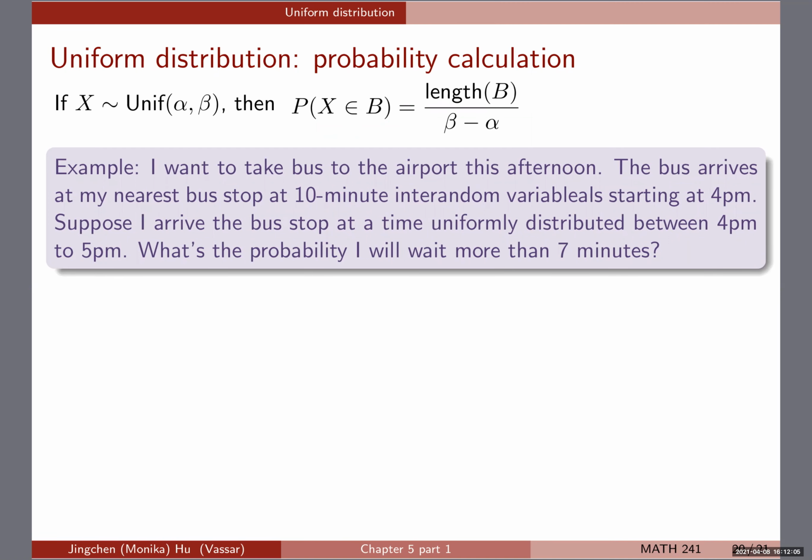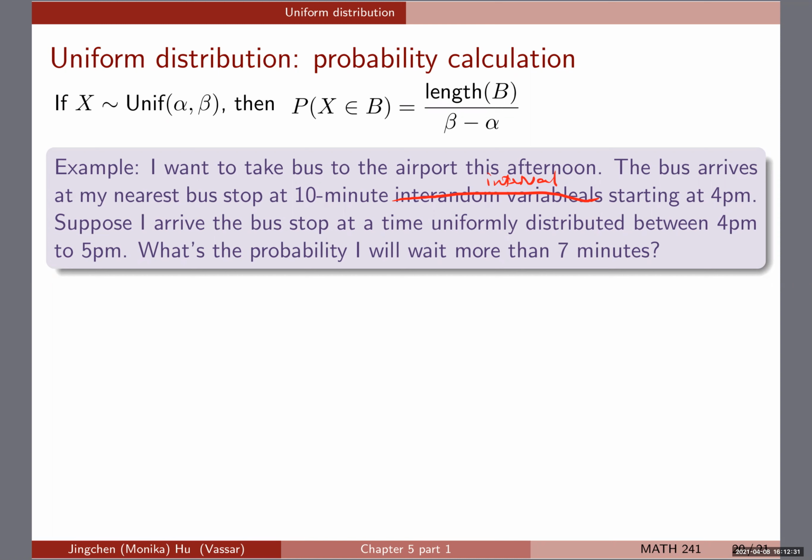So for example, I want to take a bus to the airport this afternoon. The bus arrives at my nearest bus stop at a 10-minute interval, starting at 4 p.m. Sorry about the typo, this is interval. Suppose I arrive at the bus stop at a time uniformly distributed between 4 and 5. What's the probability that I will have to wait for more than 7 minutes?